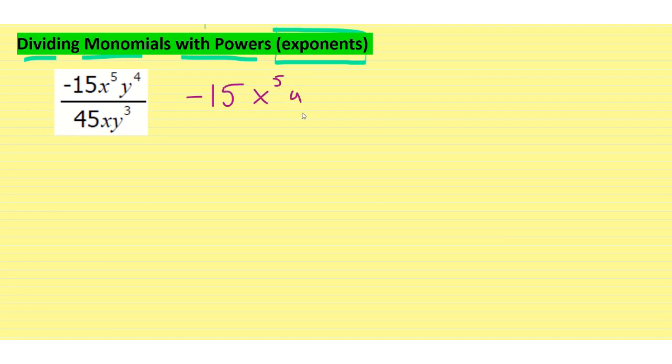Okay, so negative 15 x to the fifth y to the fourth, and that is all over 45x y to the third. Okay, so we just need to remember that the negative 15 is being multiplied times the x to the fifth, which is being multiplied times y to the fourth, and then in the denominator 45 is being multiplied times the x, and that is being multiplied times the y to the third.